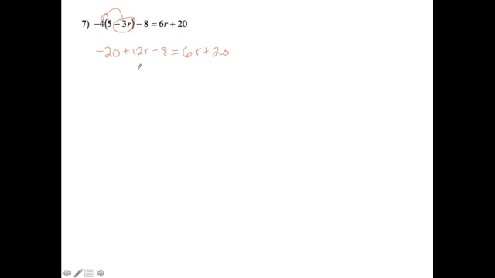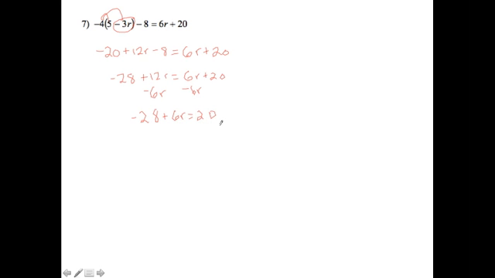Okay, on the left-hand side, this time we have some constants that we can combine. They're like terms. So -20 and -8 is -28 plus 12r is equal to 6r plus 20. I'm going to go ahead and subtract 6r from both sides. And we're going to get -28 plus 6r is equal to 20. You see, the faster I write, sometimes my curved lines become angles.